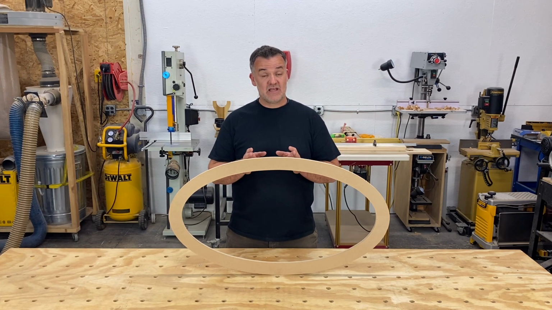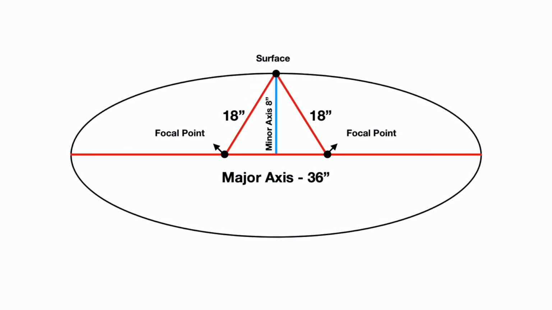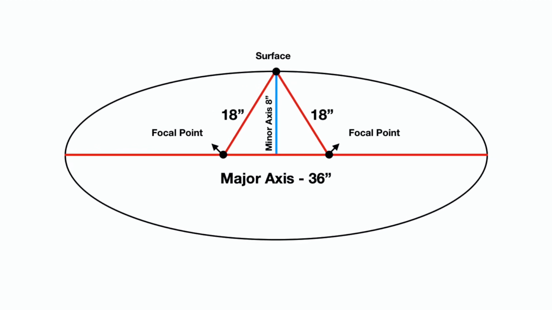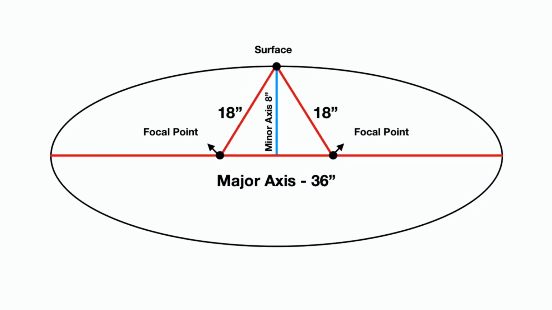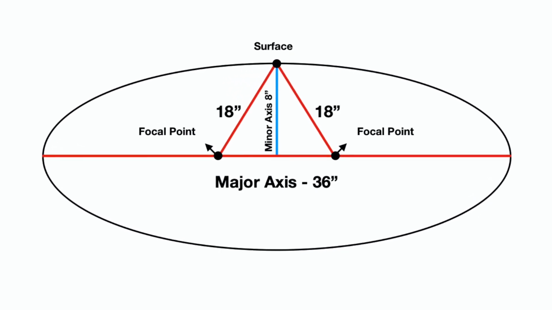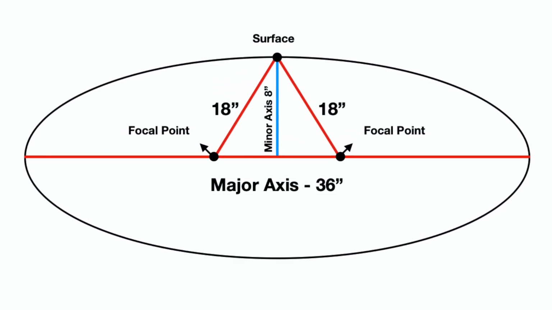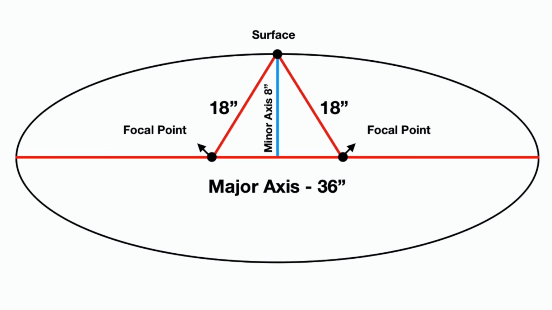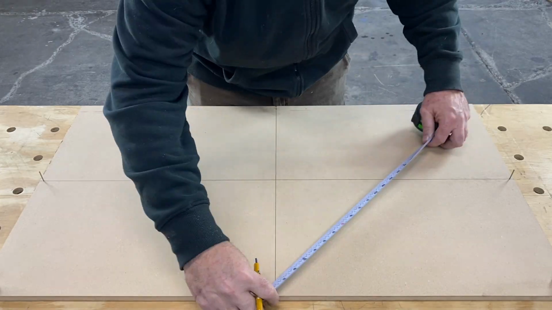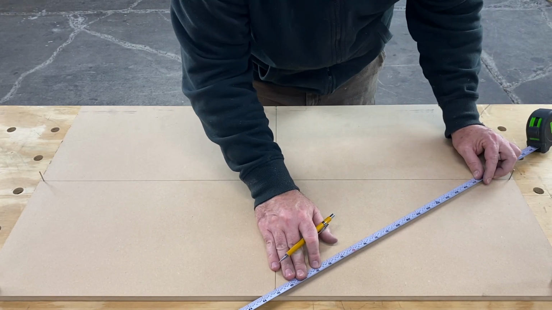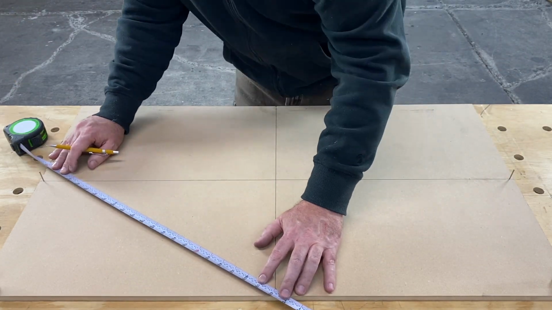Remember, the distance from a focal point to anywhere on the surface and back to the other focal point will always be the same length as the major axis. If we use the center of the ellipse, which is the top of the minor axis, as our surface point, then both sides will be the same length, half of the major axis. And the major axis is 36 inches. So the focal line must be 18 inches on both sides. From the top center point, make a mark where 18 inches intersects the major axis. Do this on both sides.